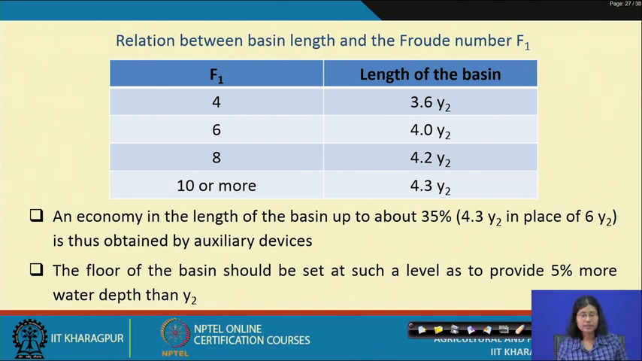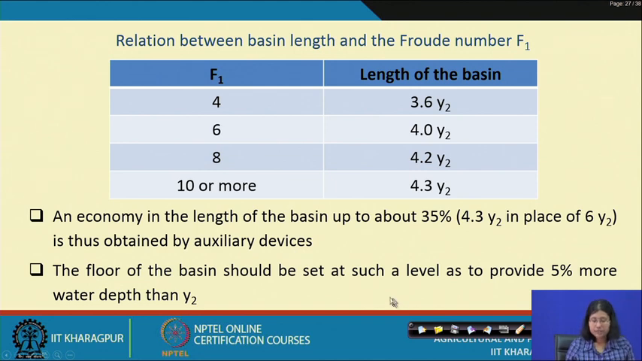Now, the relation between basin length and the Froude number. If the Froude number is 4, the length of the basin is to be kept as 3.6 times y2. Then at an interval of 2, if it is 6, then 4 times y2; 8, 4.2 times y2; 10 or more, 4.3 times y2. An economy in the length of the basin of up to about 35% is thus obtained by these auxiliary devices. So, 4.3 y2 in place of 6 y2.